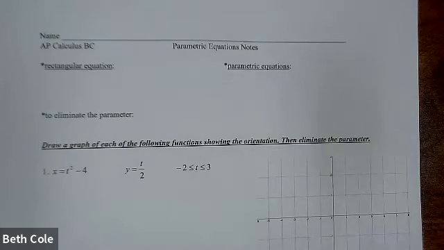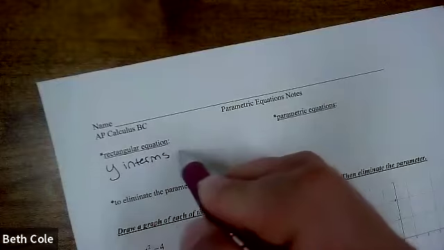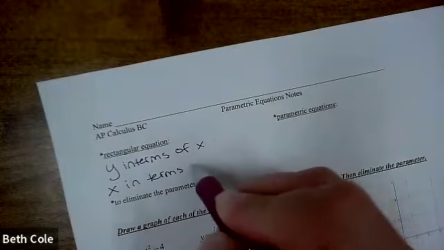The equations that you've dealt with so far, we've never called them this because they're the only ones you've ever dealt with, so you didn't have to compare and contrast, but they are called rectangular. If you didn't know that, that is what we call those. They are rectangular, all the equations you've dealt with up until this point. So they are either y in terms of x or x in terms of y.